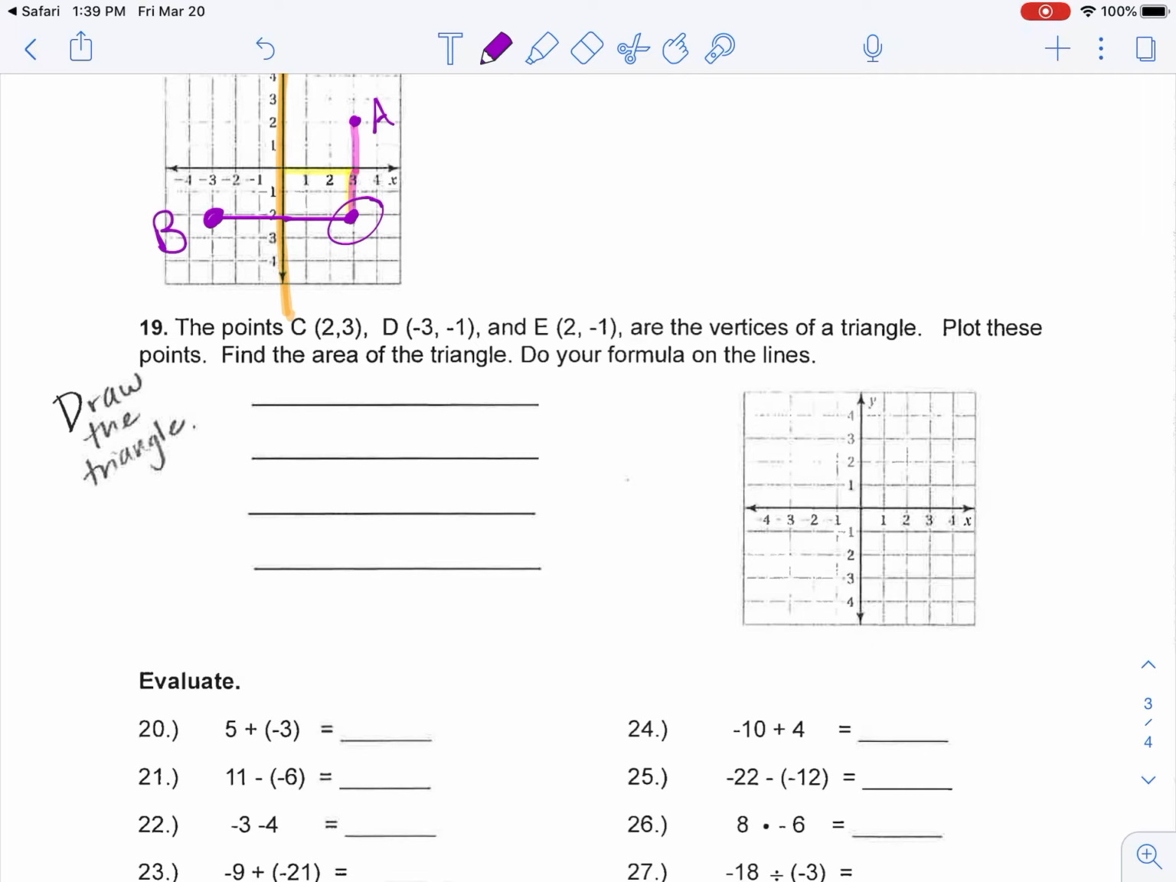19. The points C, D, and E are the vertices, which means they intersect to make a triangle. Plot these points, and draw the triangle. Find the area of the triangle. Do your formula on the lines, meaning formula, substitute, start solving.